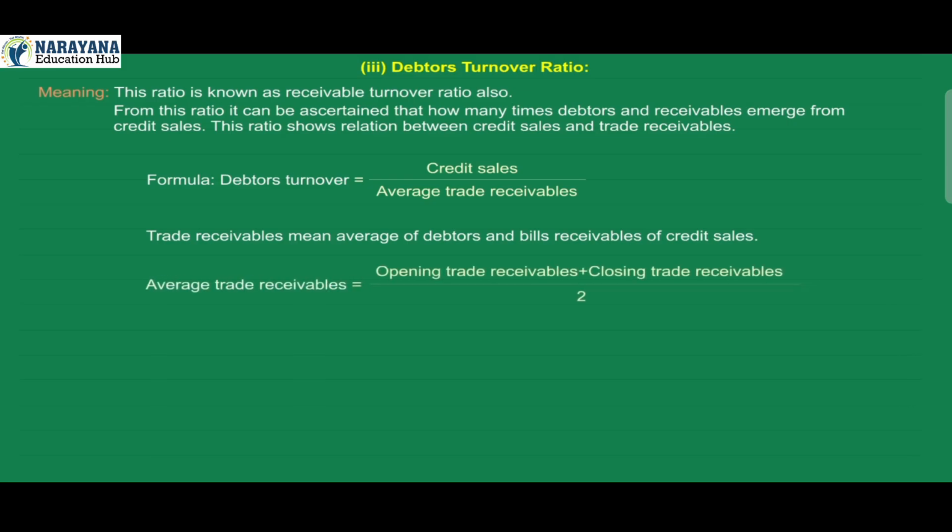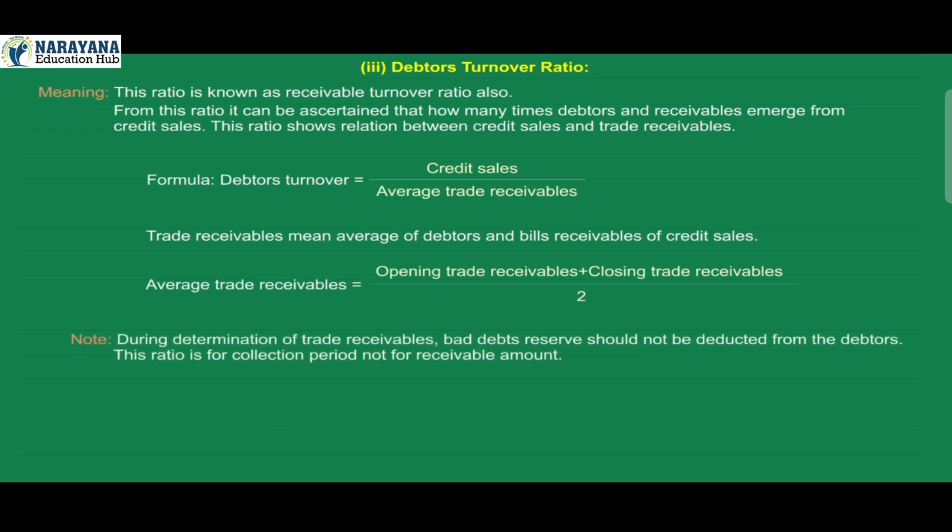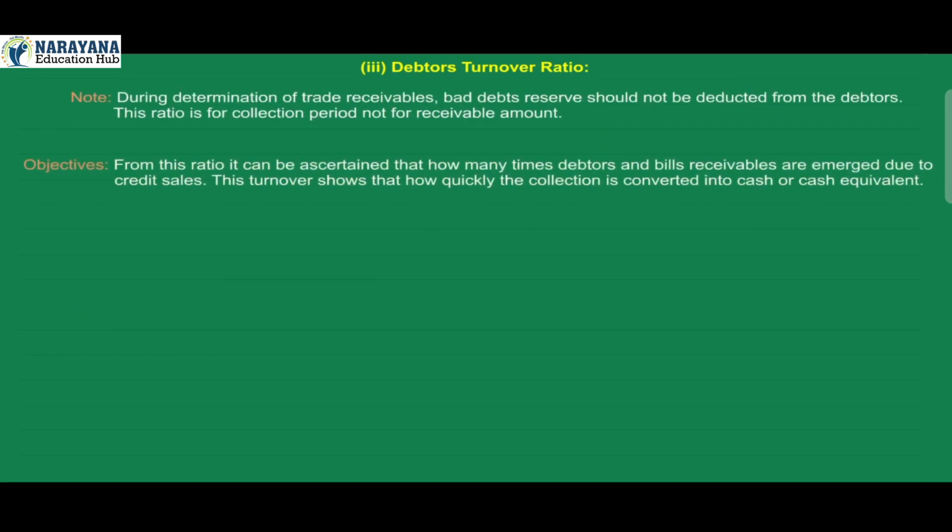Average trade receivables is equal to opening trade receivables plus closing trade receivables divided by 2. Note: during determination of trade receivables, bad debt reserve should not be deducted from the debtors. This ratio is for collection period, not for receivable amount. Objectives: from this ratio, it can be ascertained how many times debtors and bills receivables emerge due to credit sales. This turnover shows how quickly the collection is converted into cash or cash equivalent.